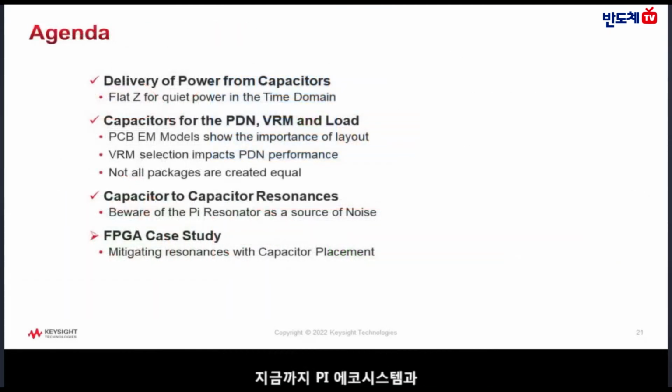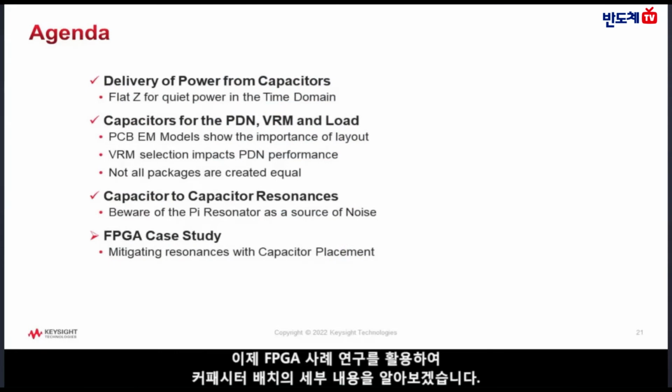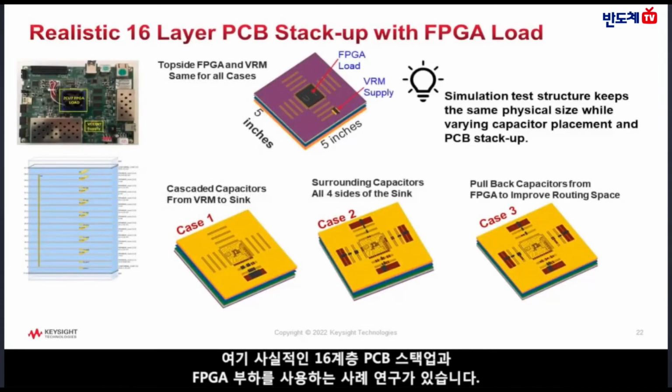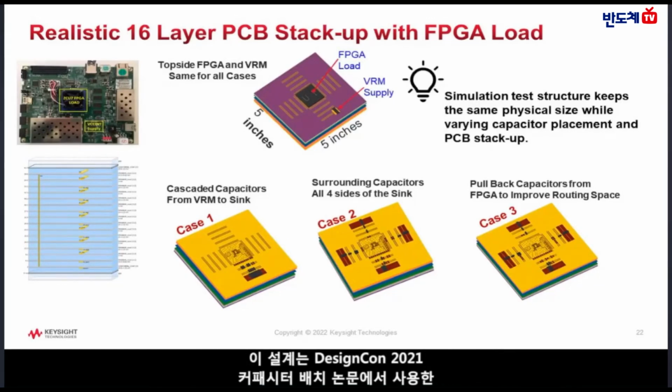Now that we have a good understanding of the PI ecosystem and the three sources of power delivery, it is time to look at the details of capacitor placement using an FPGA case study. Here is a case study using a realistic 16-layer PCB stack-up with an FPGA load. This design is leveraged from the ZCU104 characterization board that was used in the DesignCon 2021 capacitor placement paper.